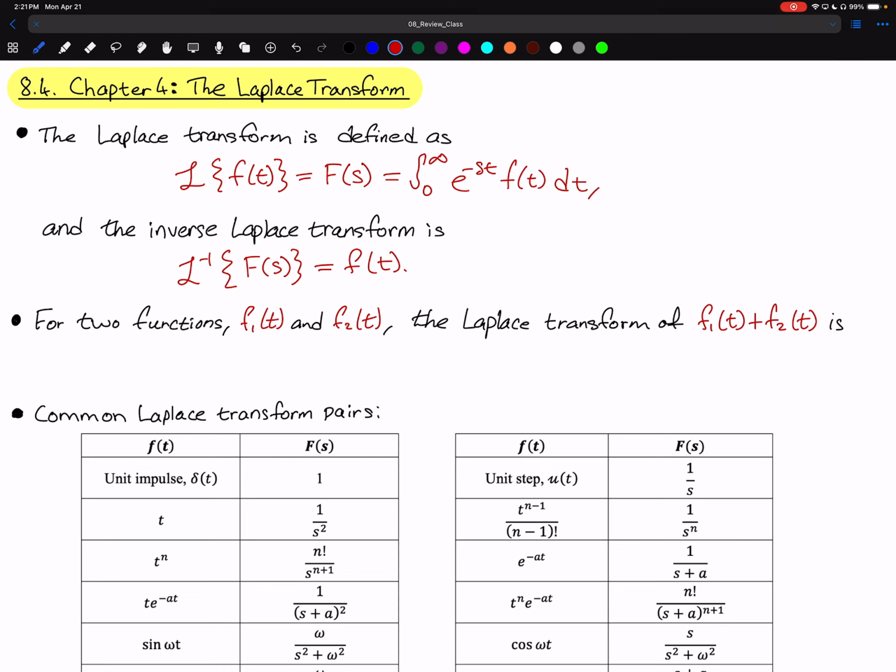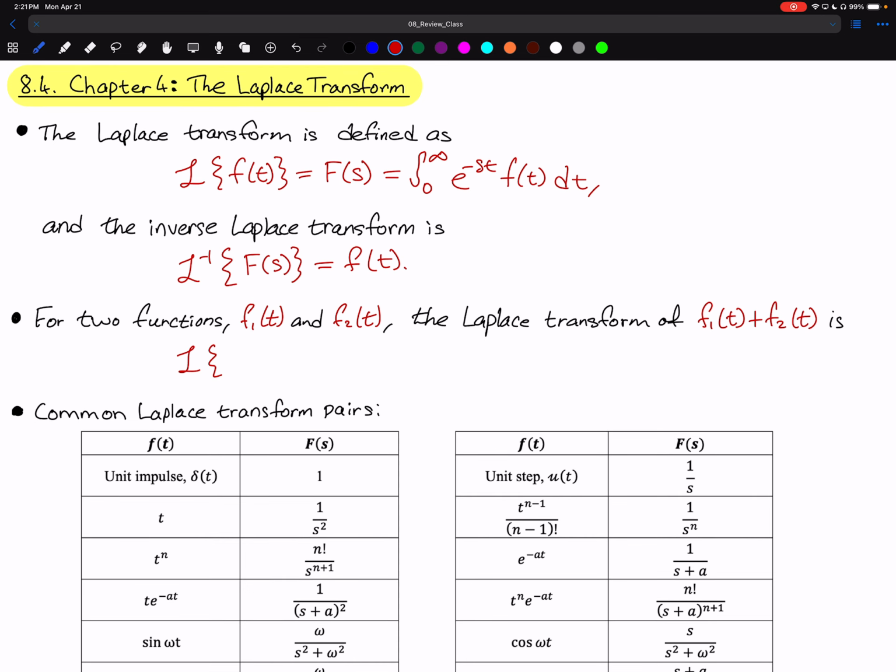So for two functions, f1 of t and f2 of t, the Laplace transform of their summation is simply going to be the Laplace transform of the individual parts. So the Laplace transform of f1 of t plus f2 of t is equal to the Laplace transform of f1 of t plus the Laplace transform of f2 of t, such that we can break this up into components and then compute the Laplace transform of each component and go from there.